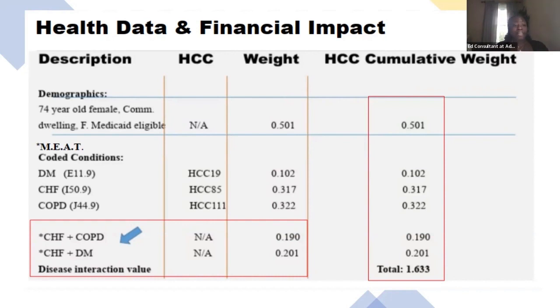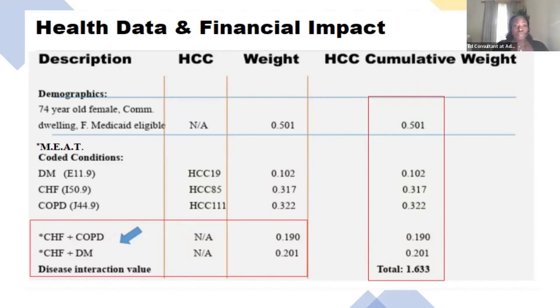There's also an added disease interaction. As you can see, CHF and COPD and CHF and diabetes, they have a disease interaction. When those two conditions are present and captured within a calendar year for a patient, in the following year, which is what risk adjustment really is about, prospective, right? So there's prediction that in the year to come, this patient is going to need this amount of care.